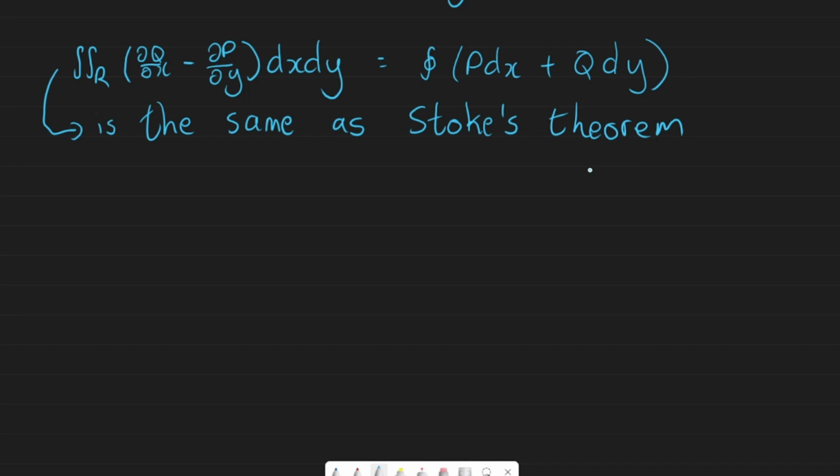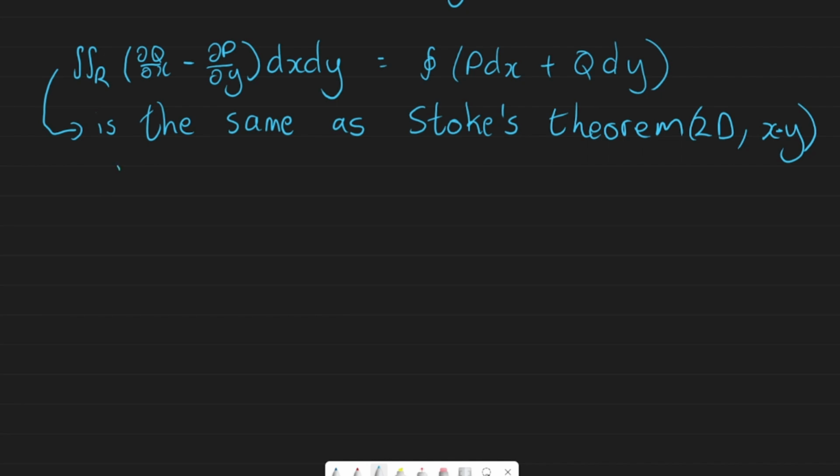So if we take Stokes' theorem and apply it to the 2D case in the xy plane, then we actually get Green's theorem. So this might seem a bit strange. If you want to review Stokes' theorem, you can go to the previous video in this lecture series, and you can see what Stokes' theorem is.